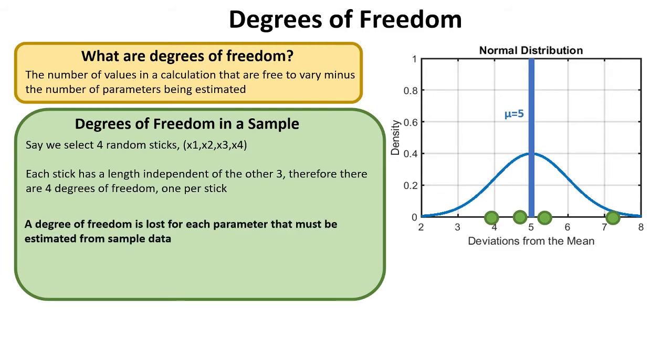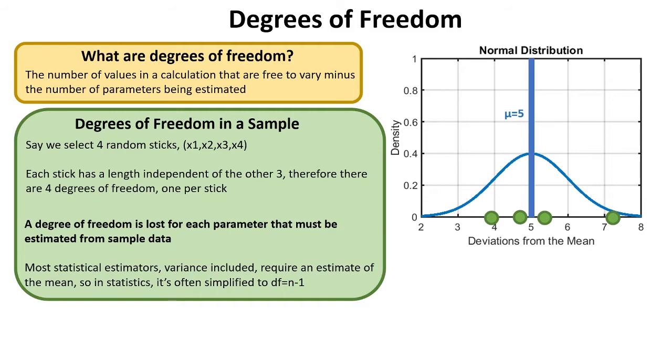But the rub comes in that a degree of freedom is lost for each parameter that must be estimated from sample data. And so for statistics, if you look things up online, it's often simplified to degrees of freedom equals n minus 1 for most statistical analyses, because nearly all statistical analyses are going to require some estimate of the mean. They're going to require x bar. And since x bar is an estimate, it's depriving the sample of one of its degrees of freedom. So the degrees of freedom equals n minus 1.